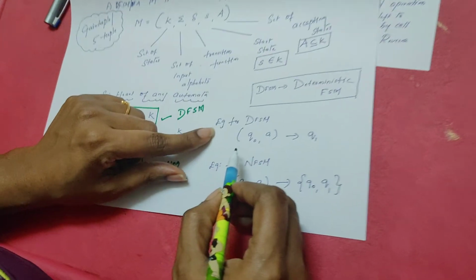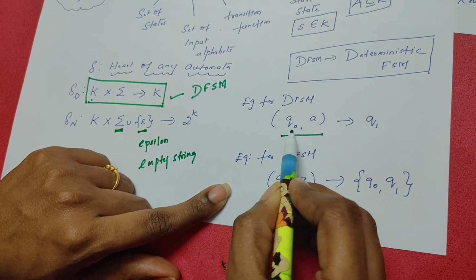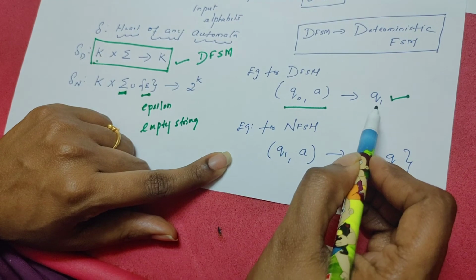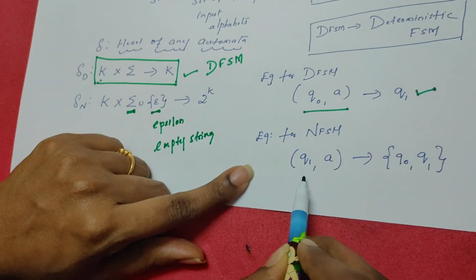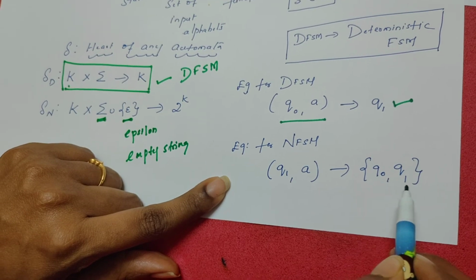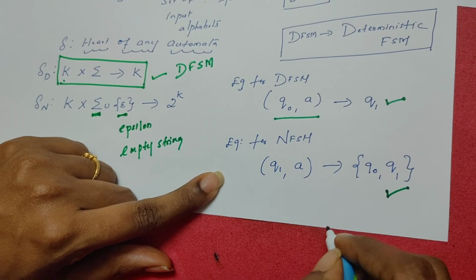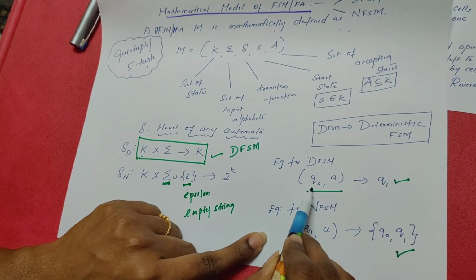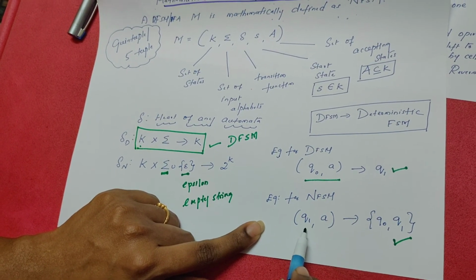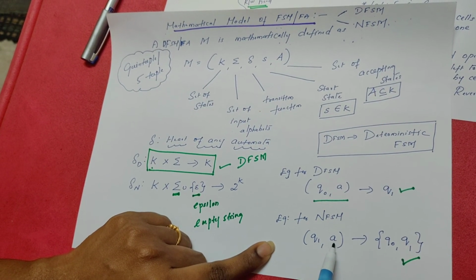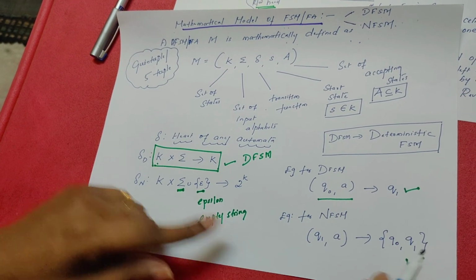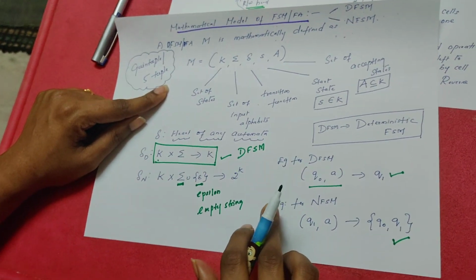So I have explained this further with an example. With respect to DFSM, from the state Q0, on reading A, the state is changed to Q1. This is an example transition for DFSM. An example transition for NFSM is also given here. From the state Q1, on reading A, it goes to Q0 as well as Q1. This is an example for NFSM. It means, in case of DFSM, we define the transition on an input symbol only once. But in case of NFSM, from the given state, we can define the transition on the input symbol A more than once. That is why it goes to Q0 as well as Q1. In the next video, we see a better example with DFSM and NFSM.